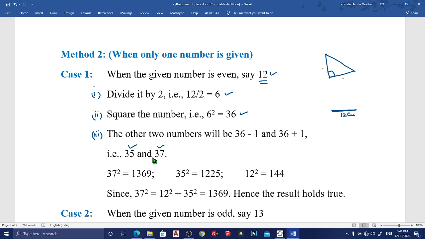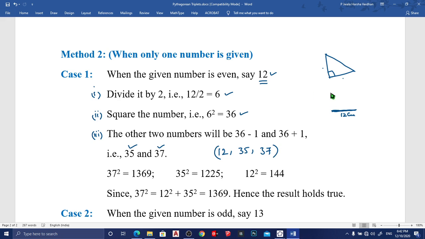Now you got the remaining two numbers. It's very simple. So 12 is given. First take the half of this number, take the square of that number, and subtract 1 and add 1 to that number. By subtracting 1 you will get 35. By adding 1 you will get 37. So now 12, 35, 37 are a Pythagorean triplet. It's very simple. 12 is given, and you found the remaining two numbers also.